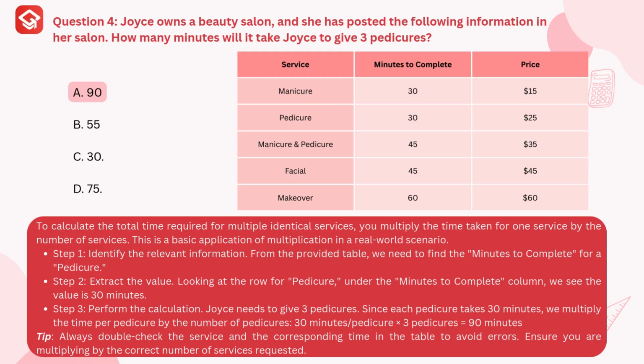Joyce needs to give 3 pedicures. Since each pedicure takes 30 minutes, multiply 30 minutes per pedicure times 3 pedicures, which equals 90 minutes. Here is a tip. Always double-check the service and the corresponding time in the table to avoid errors. Make sure you are multiplying by the correct number of services requested.